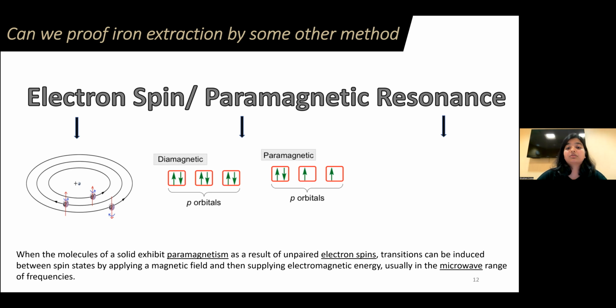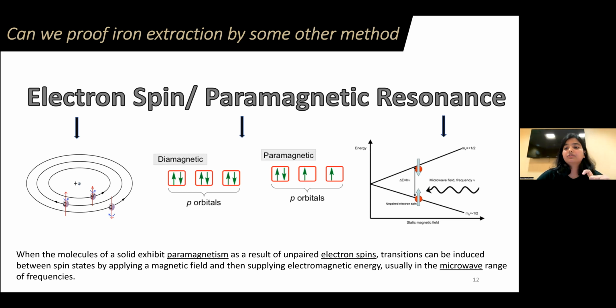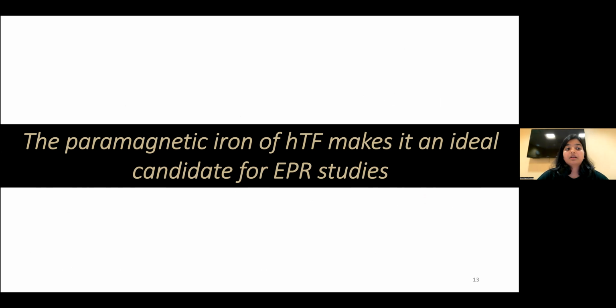That being said, it has to be an unpaired electron, and these teeny tiny unpaired electrons will serve as individual magnets, and they will align themselves when you provide a microwave frequency which matches the lower energy state and higher energy state, and electrons will start flipping between these lower and higher energy states. So with this information, luckily our system itself has a paramagnetic center. The iron serves as a paramagnetic center in the HDF and in the transferrin, and that makes our system a very good candidate for EPR studies.